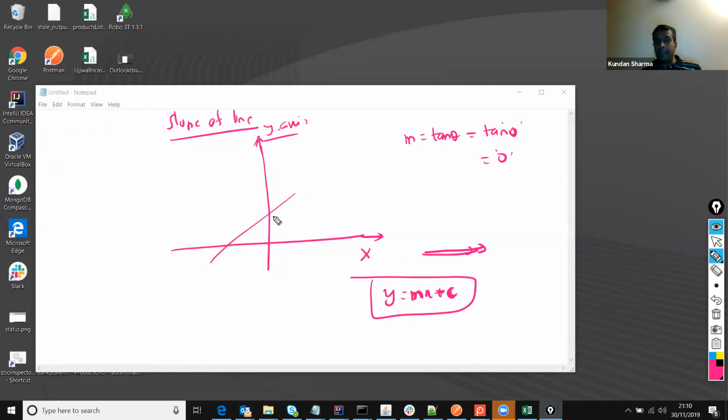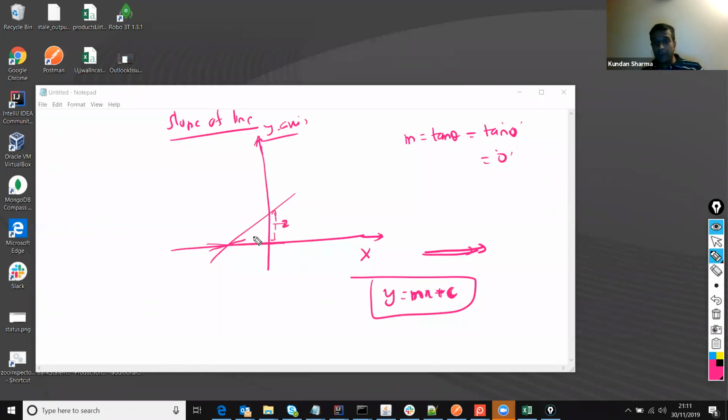We said that if this height is, let's say, 1, then it has made an intercept of 1. But the x-axis is passing through this line. So what is the value of this intercept? If, let's say, this value is 2, then we say that the intercept made by the line on the y-axis is 2.